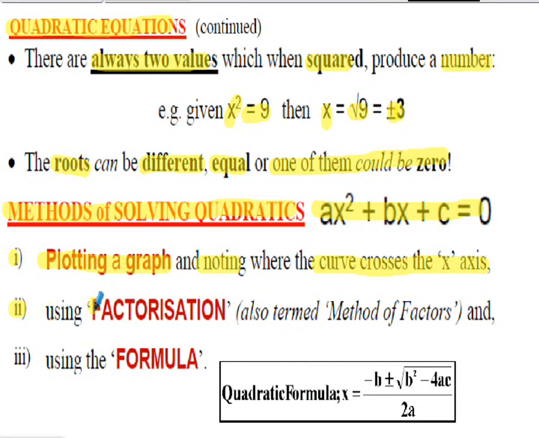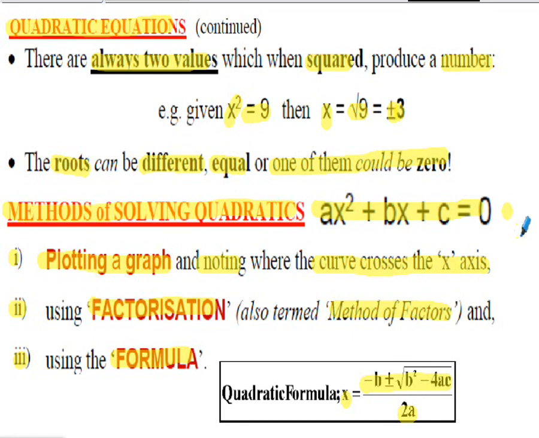Method 2 is factorisation, sometimes termed the method of factors. This is normally used where the solutions involve whole numbers and requires us to factorise our quadratic ax squared plus bx plus c into two brackets. The third method is using the formula, the quadratic formula shown here. x is equal to negative b plus or minus the square root of b squared minus 4ac all over 2a, where our a, b and c are derived from the equation of the form ax squared plus bx plus c is equal to 0.